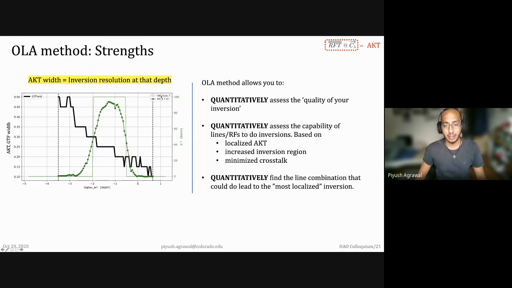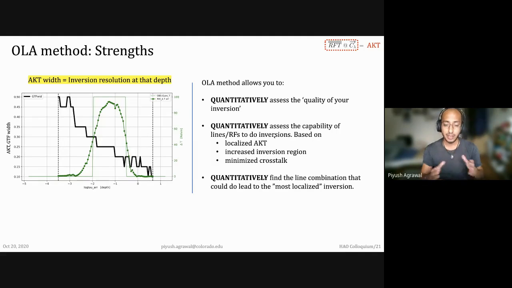inversions. On top of this, given that you have the width of these averaging kernels, you actually know what your inversion corresponds to. You know how much averaging you have done in the vertical depth domain to compute this inversion delta T at that depth. What the OLA method also allows you to do is quantitatively assess the quality of your inversion. It also allows you to assess the capability of your lines to do the inversion.